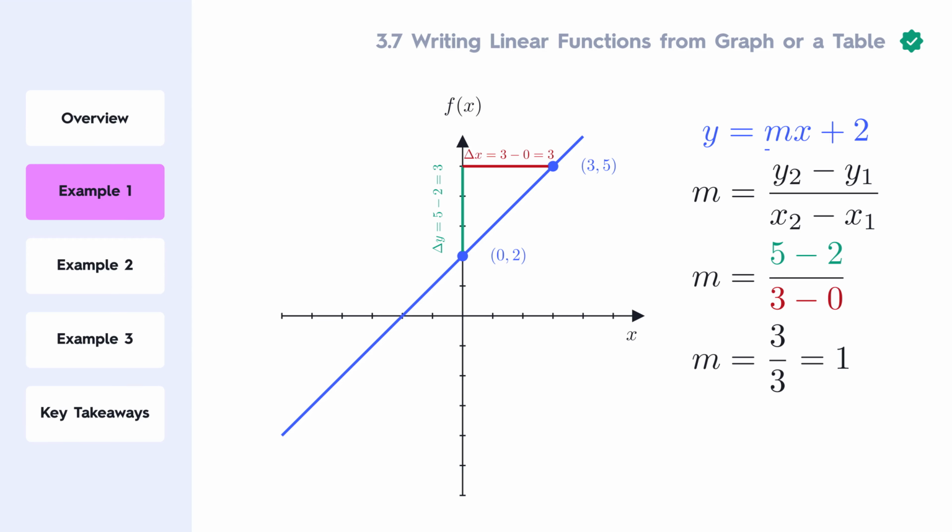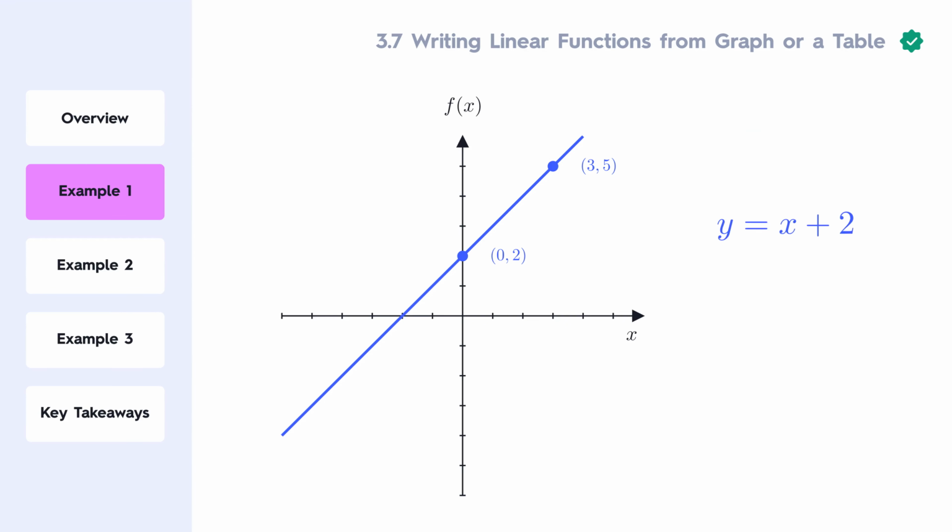Now that we found that m equals 1 and we know that b equals 2, we can write the equation of the line in the slope-intercept form. Since the slope is 1, we can simplify the equation to y equals x plus 2. As you can see, you found the equation of the line based on its graph. Now that you've learned this, you can solve more challenging examples.